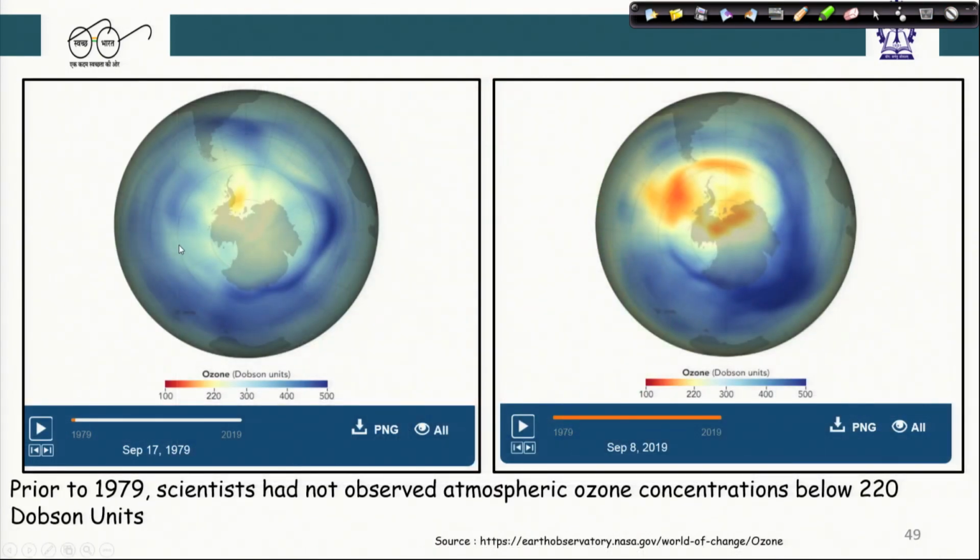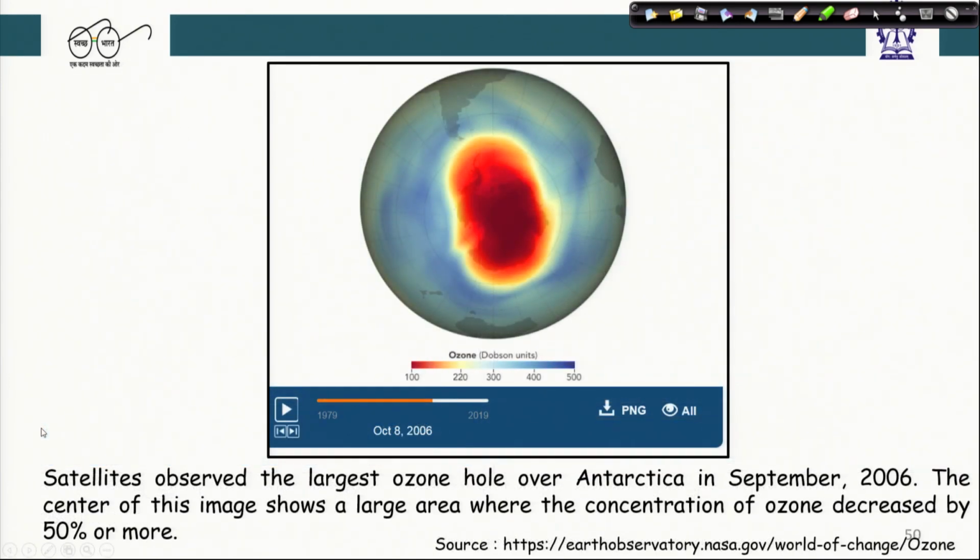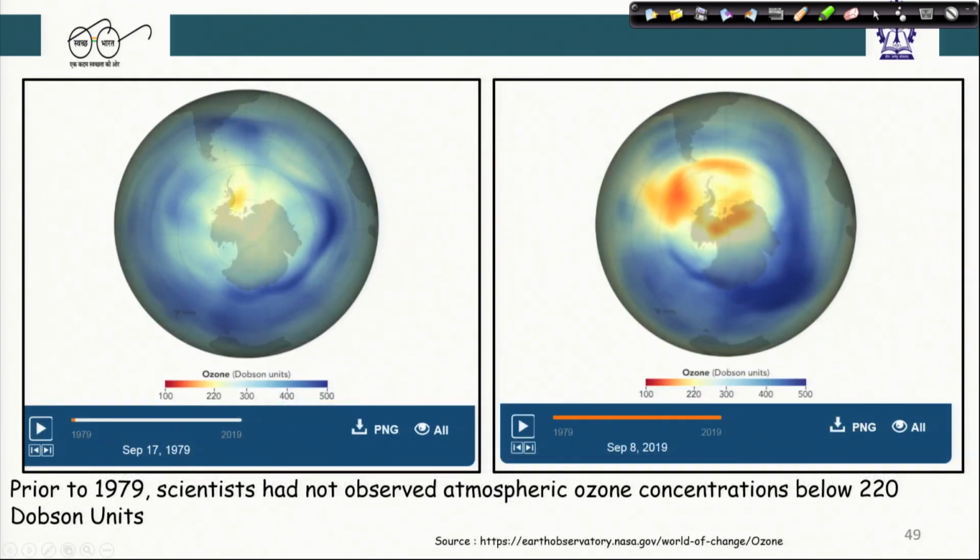So, this is in 1979. As you can see, 1979 and 2019, prior to 1979, scientists had not observed atmospheric ozone concentration below 220 Dobson units, which is the unit used for ozone measurement. But after 1979, we start seeing the impact here. This is on Earth, from NASA's website. You can go and look at the videos as well over there. We have taken the screenshot here, but you can go and look at the videos from the NASA website as well.